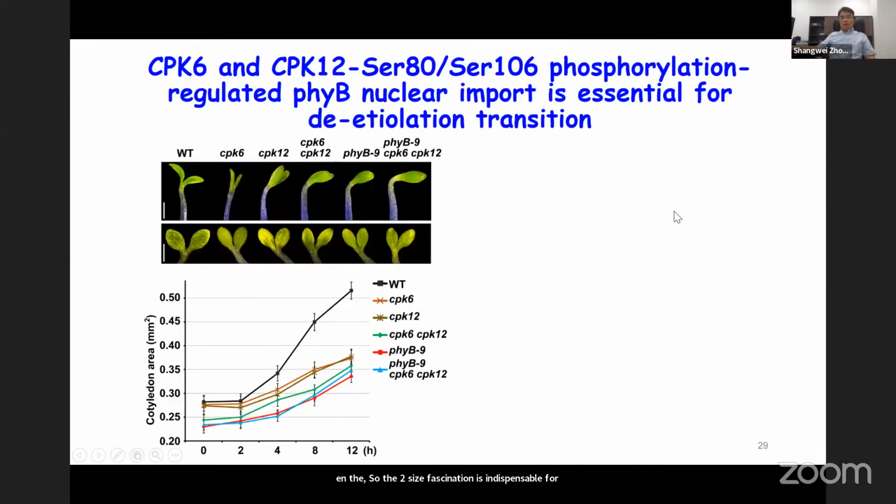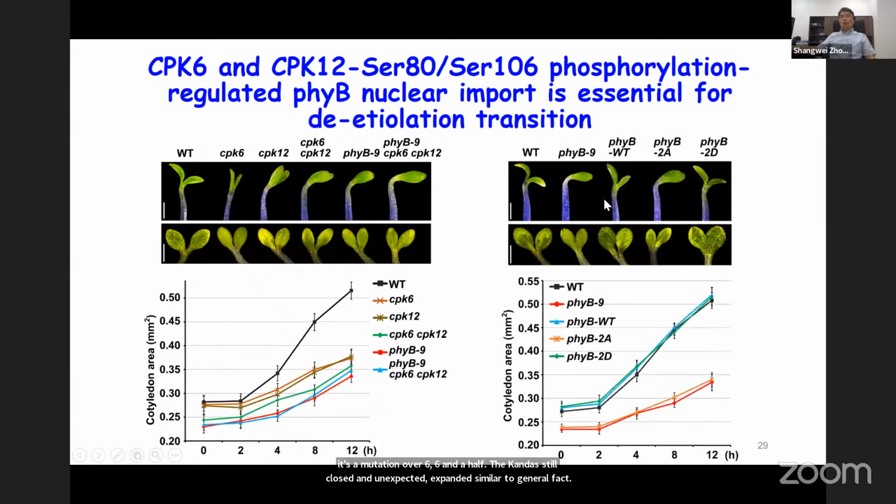We further investigated the physiological function of this regulation. When the seedling is exposed to light, the cotyledons of wild type will be rapidly opened and expanded. However, in the cpk6 cpk12 mutant, the cotyledons are still closed and unexpanded, similar to that of the phyB mutant. Also, when you transfer wild-type phyB into the phyB mutant, the defects will be fully restored. However, when you transfer the 2A form of phyB into the phyB mutant, they still maintain the phyB mutant phenotype.